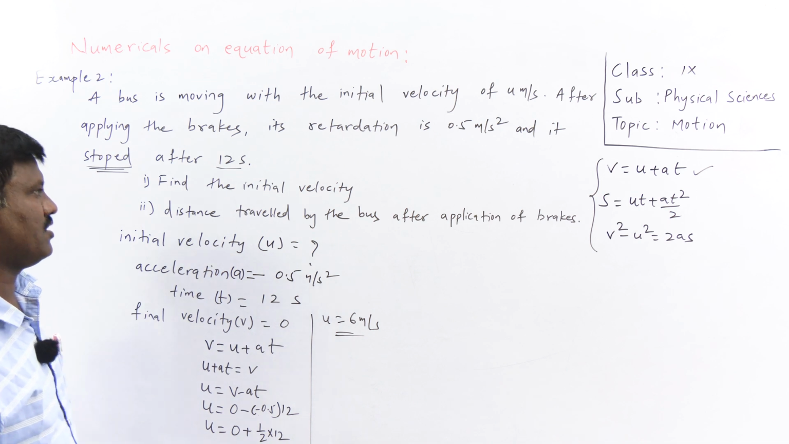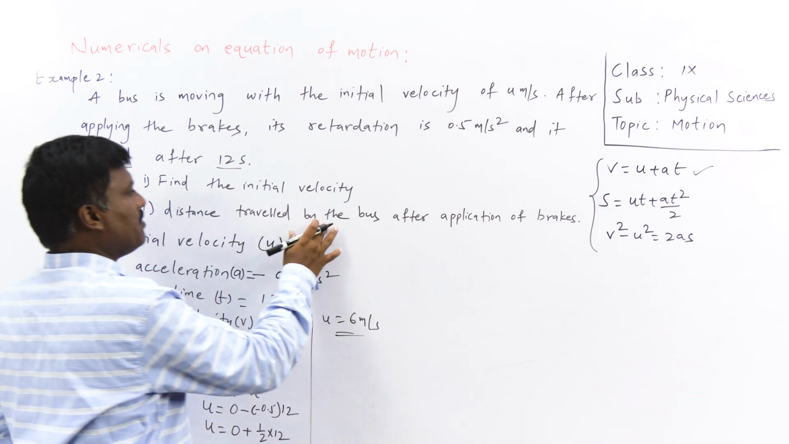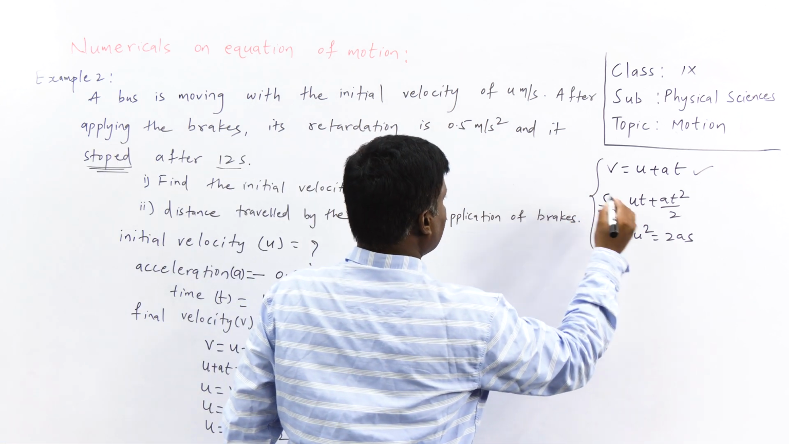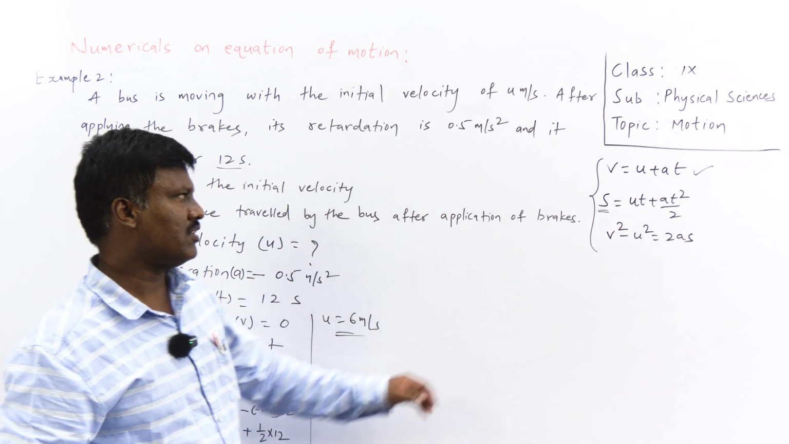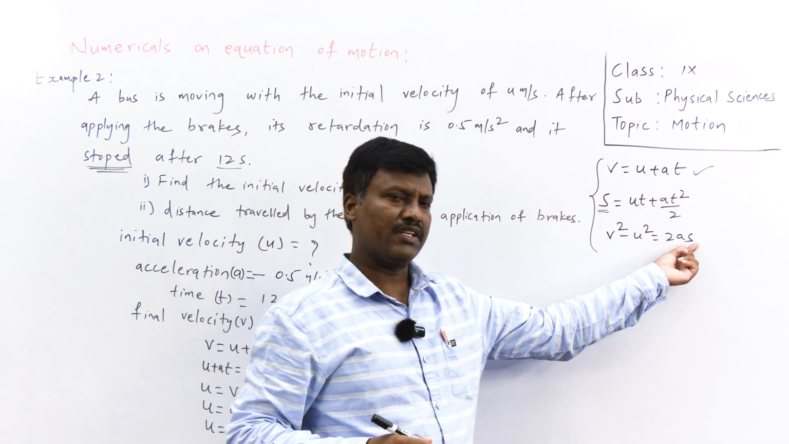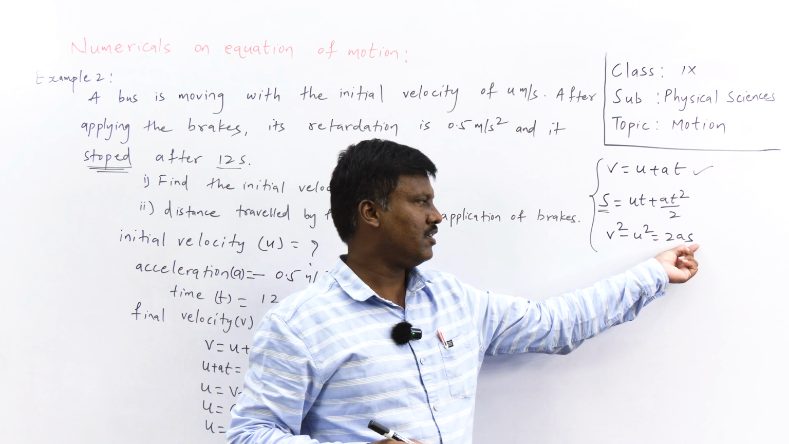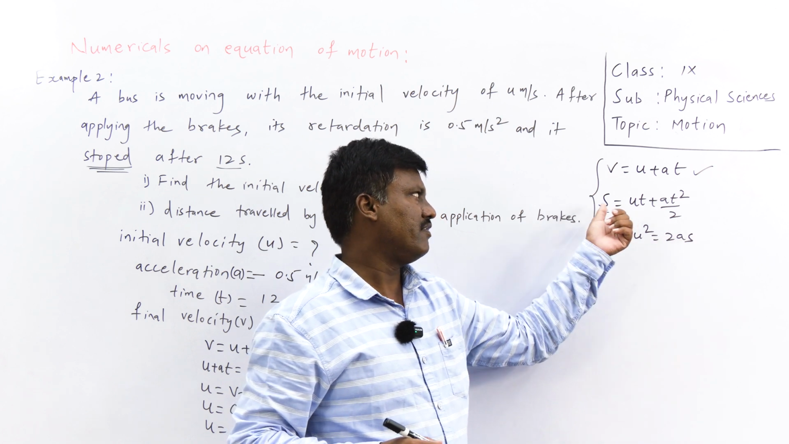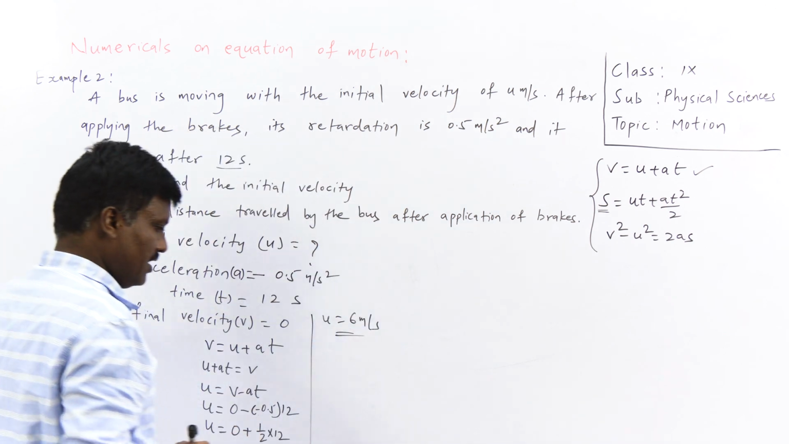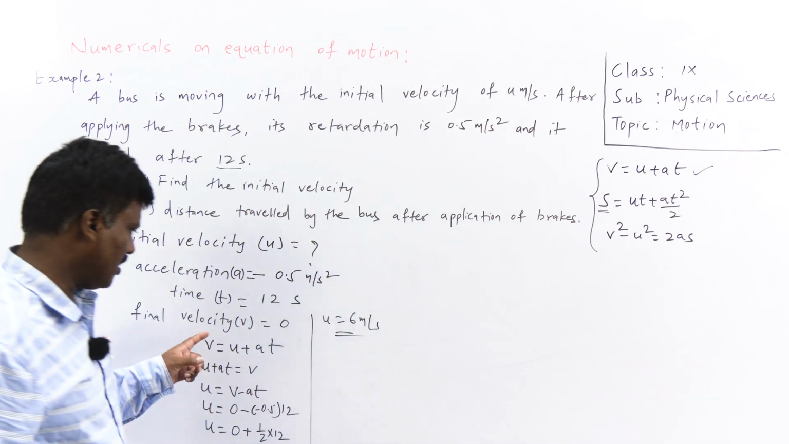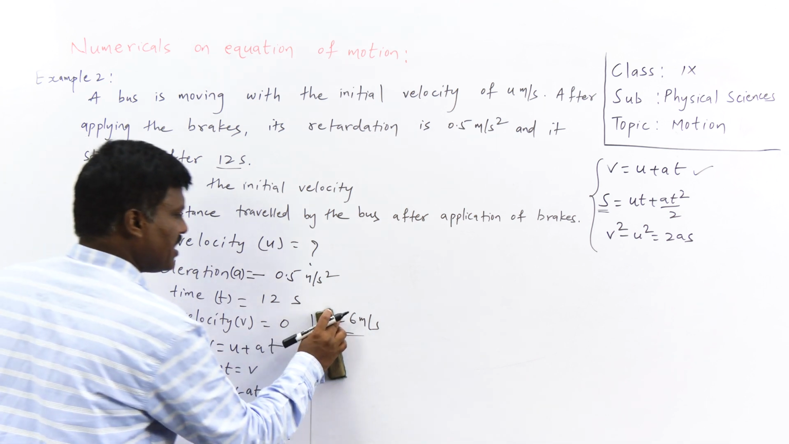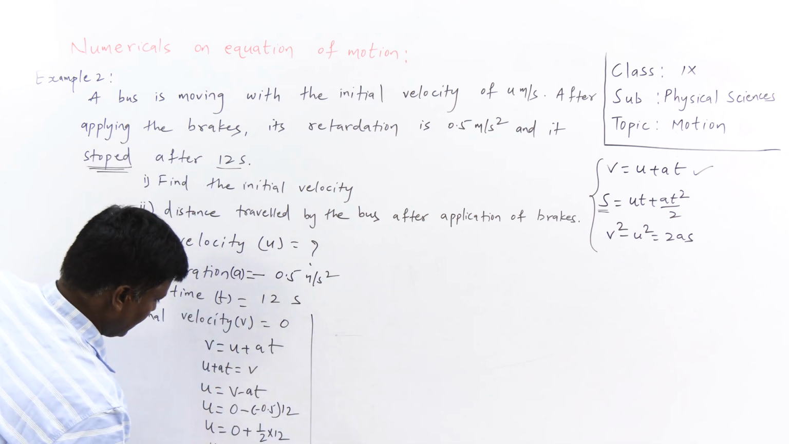Initial velocity is finished. Next we are going to find the distance traveled by the bus. Yes, we have to calculate the distance traveled by the bus. To calculate the distance, we have this formula: s is equal to ut plus at square by 2. Of course, we can use the third equation of motion also to find the distance. We can use the second equation of motion as well as the third equation of motion. Both we will try now. See, I have solved the problem after changing the formula. Even if you don't change the formula, you will get the value directly.